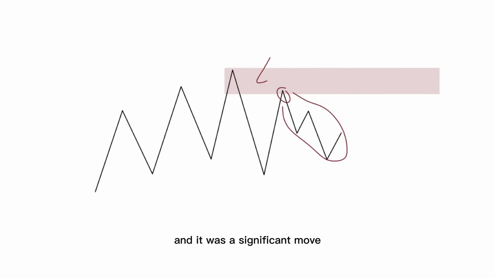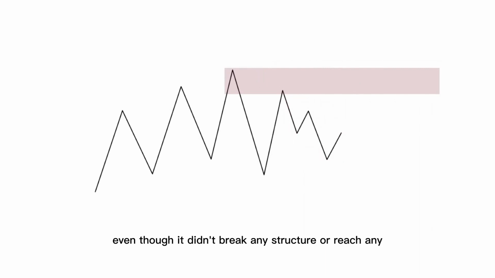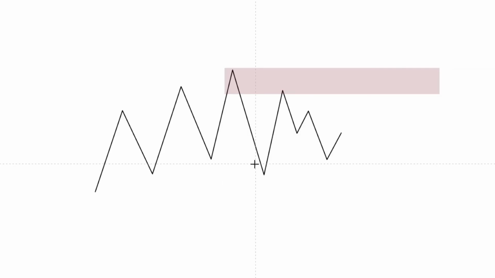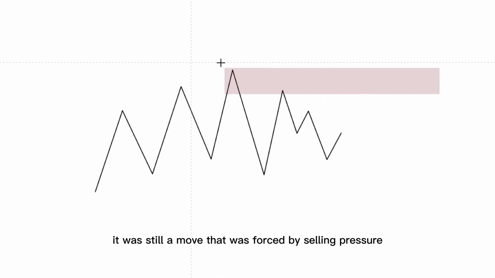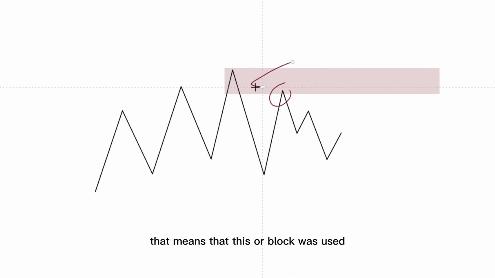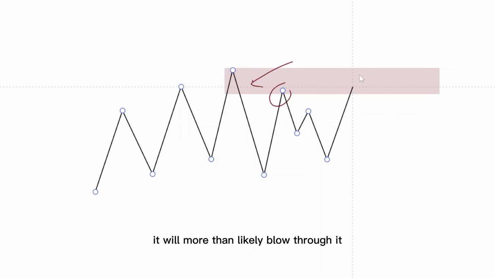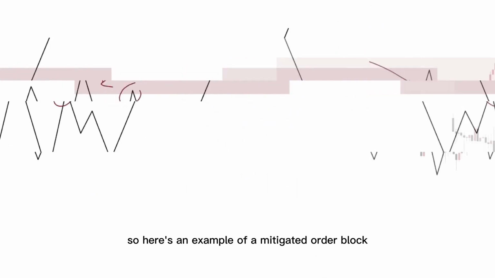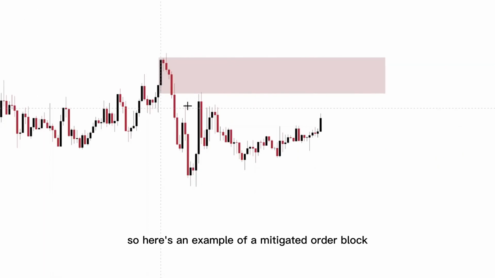And it was a significant move, even though it didn't break any structure or reach any discounted level or anything like that. It was still a move that was forced by selling pressure. So the fact that we can say that sell orders were injected here, that means this order block was used. So when price does approach this level again, it will more than likely blow through it, and this order block will not hold.